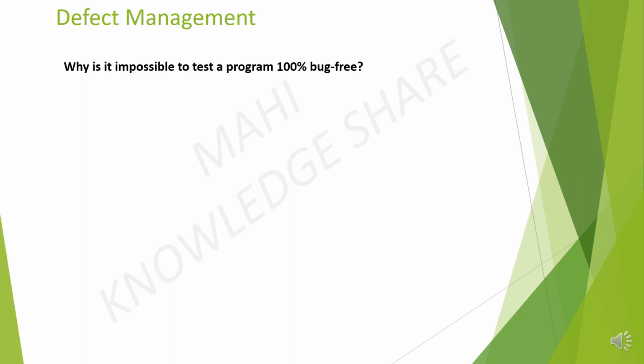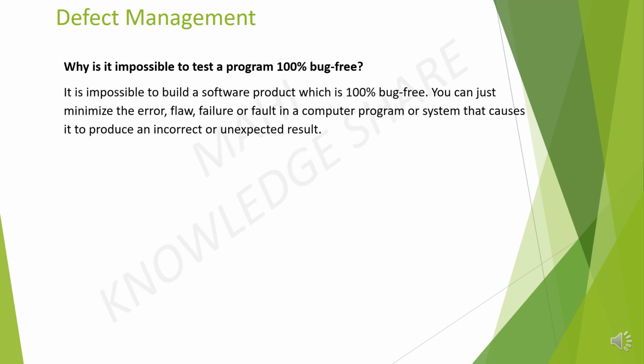Why is it impossible to test a program 100% bug free? It is impossible to build a software product which is 100% bug free. You can just minimize the error, failure or fault in a computer program or system that causes it to produce an incorrect or unexpected result.